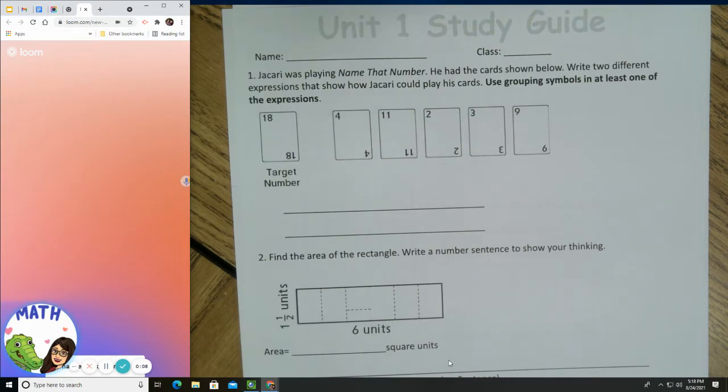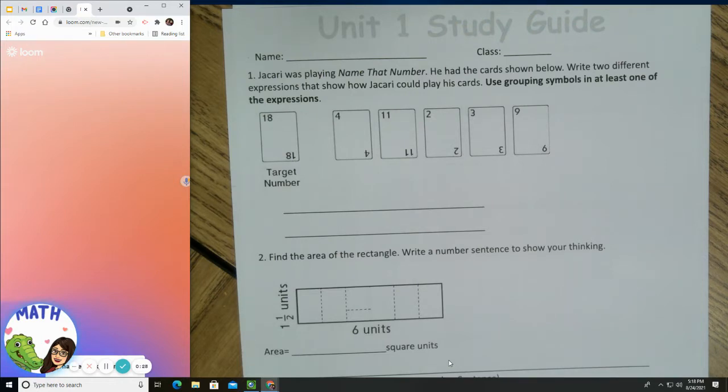Your unit test is coming up, so we're going to be going through the study guide together on the video today. So please make sure that you are taking notes and studying the questions on the study guide, because your test is going to be very similar to the questions that you're going to see today.